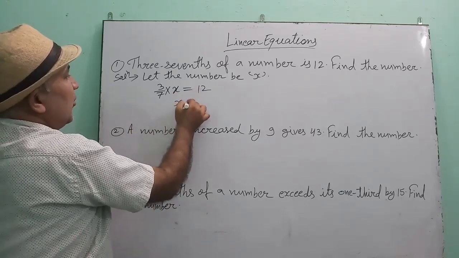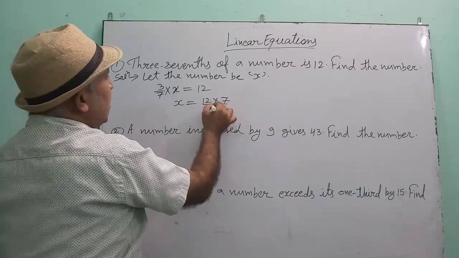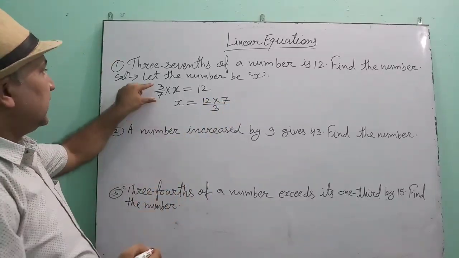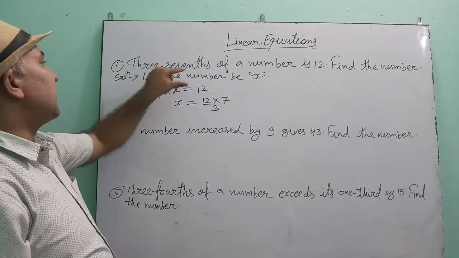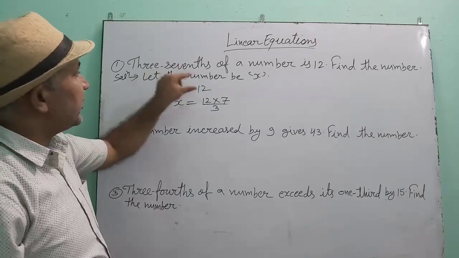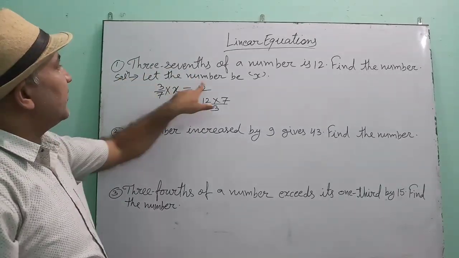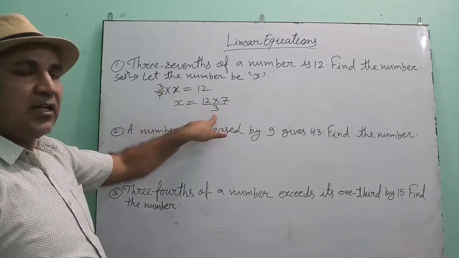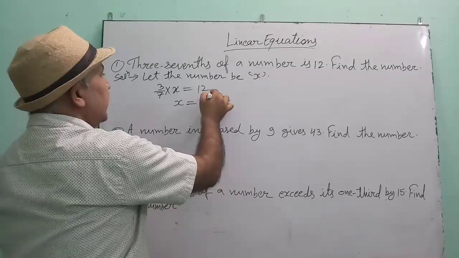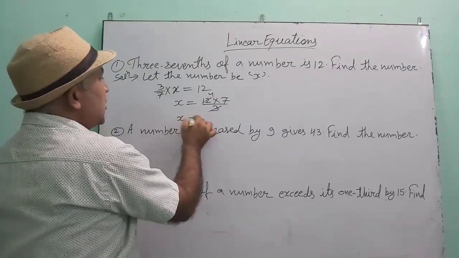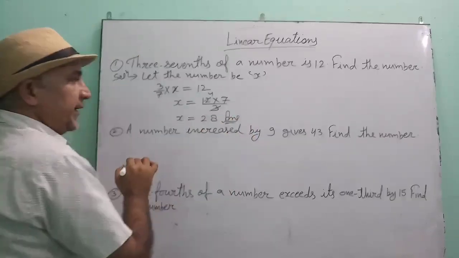Now find the value of x. x is equal to 12 into 7 upon 3. See, 3/7 is multiplied with x. So when 3/7 is transferred to the right hand side, it will divide 12. When 12 is divided by 3/7, 7 will be the numerator, 3 will be the denominator. Okay, now solve and get your answer. 3 dividing 12 is 4 times. So x is equal to 4 into 7, 28.